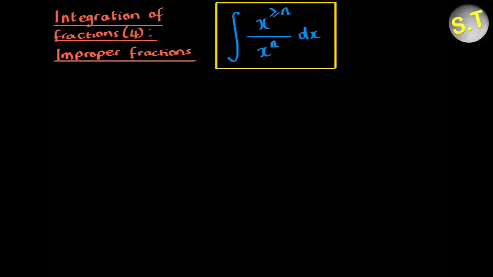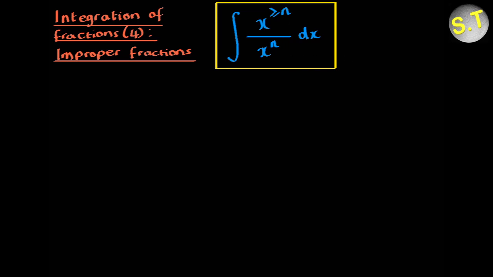Okay, so in this video we're going to take a look at the integration of improper fractions. Just as a reminder, an improper fraction is a fraction which has a polynomial on the top of the fraction which is greater than or equal to the polynomial on the bottom of the fraction. In this example I've called it n.